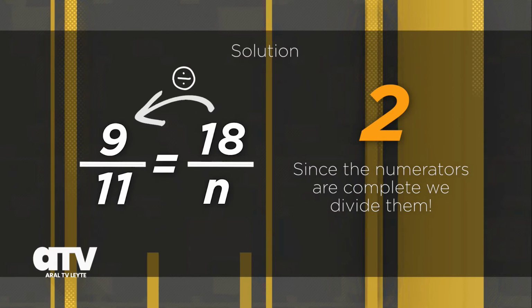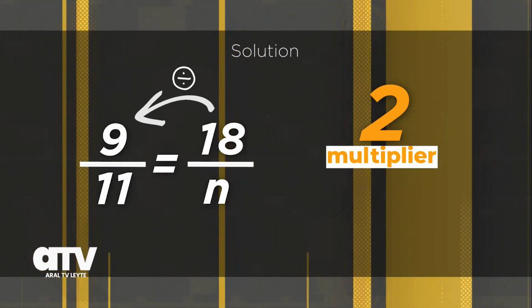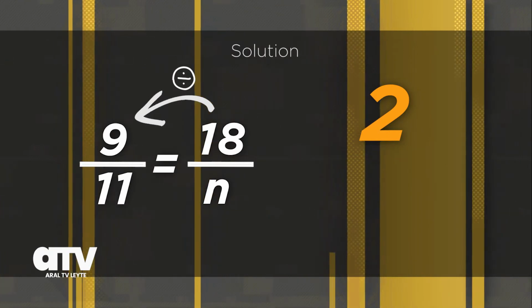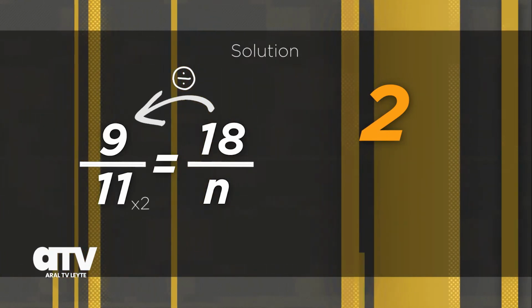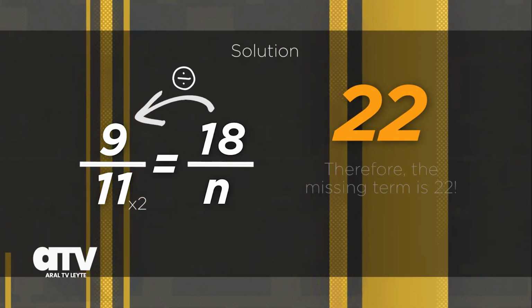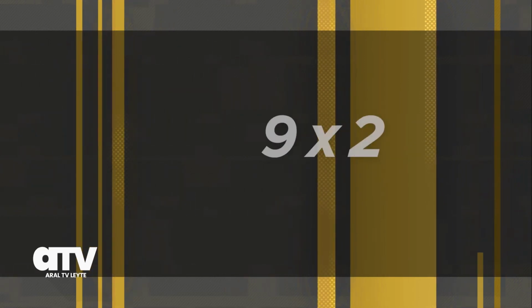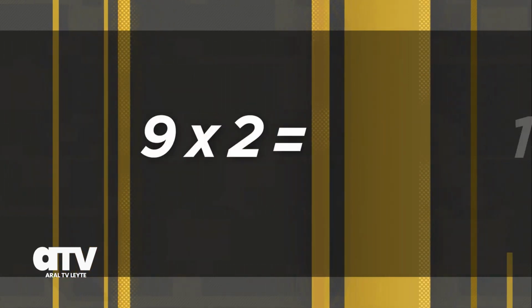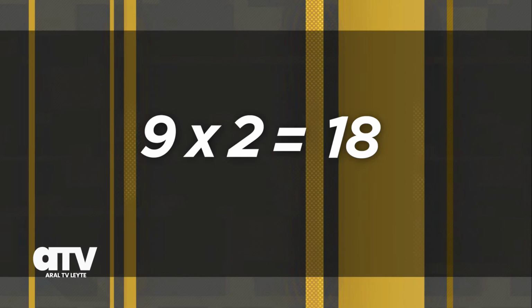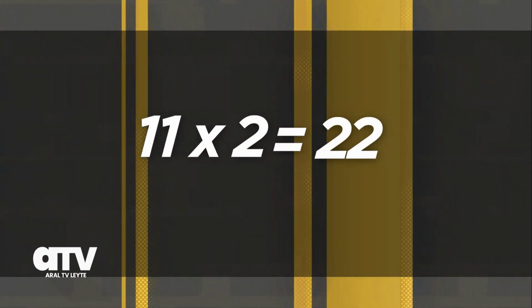This means that 2 is a multiplier. Then, the remaining term is 11. We multiply it by 2 to get 22. Therefore, the missing term is 22. 9 times 2 is equal to 18. 11 times 2 is equal to 22.